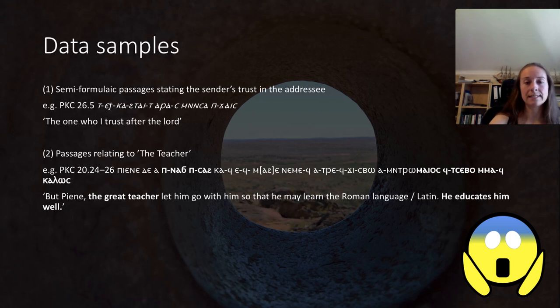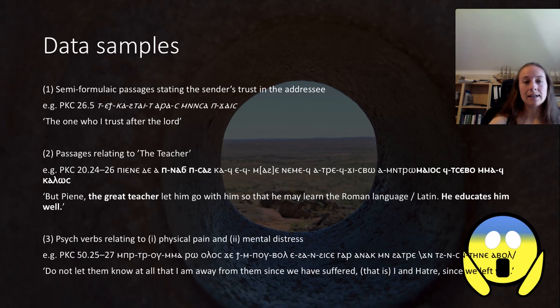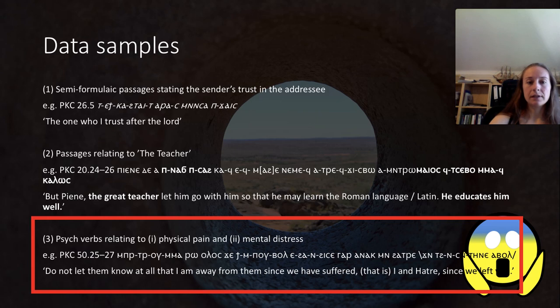And the third data sample I pulled from the collection of letters are psych verbs relating to physical pain and mental distress, two strong negative emotions, and we're going to look in more detail at why I chose these. Let's have a look at those psych verbs in more detail.